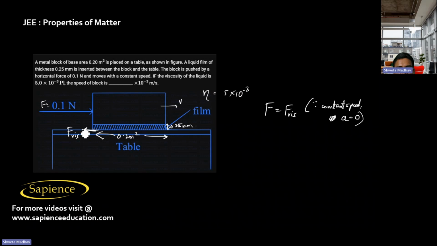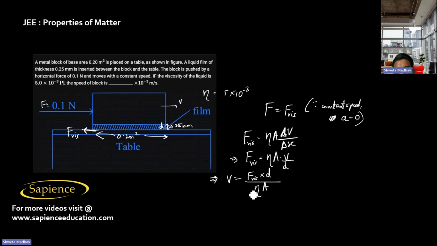So it means the viscous force should be equal and opposite to the applied force. Now we know that the viscous force is equal to eta A dV by dX. So the viscous force F is equal to eta into A into delta V, that will be V, and delta X, that will be the thickness. Let's call it D. So V I have to find out. So V will be F, the viscous force, into D by eta A.